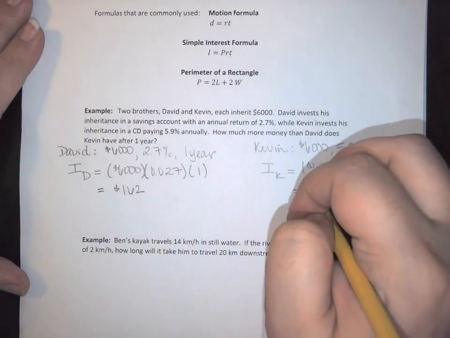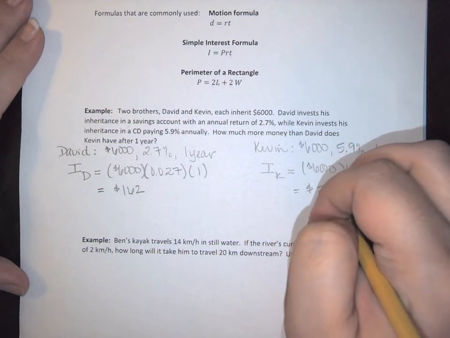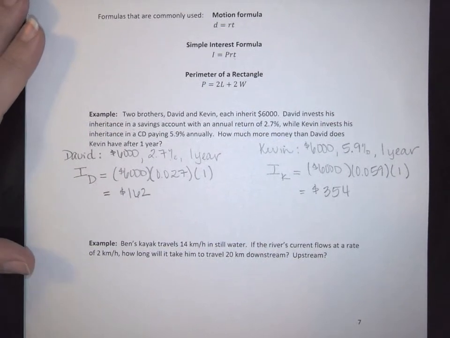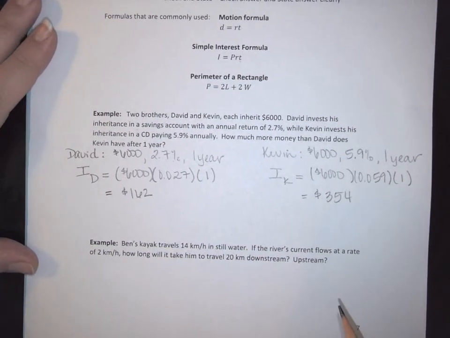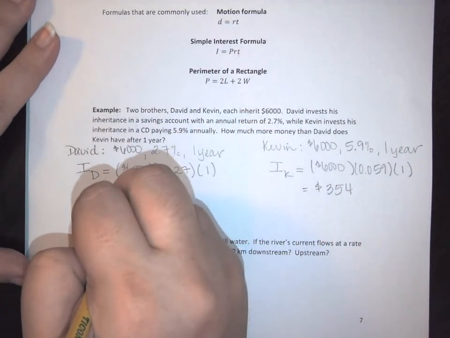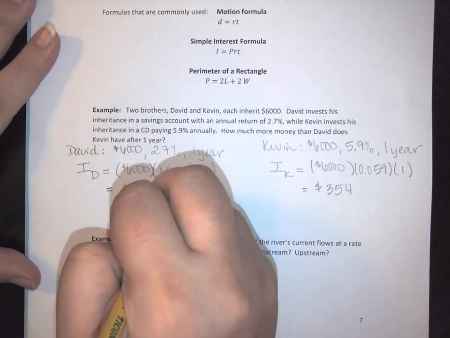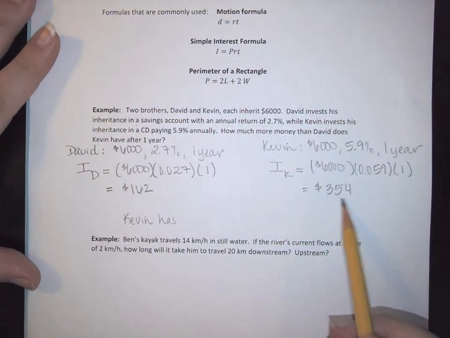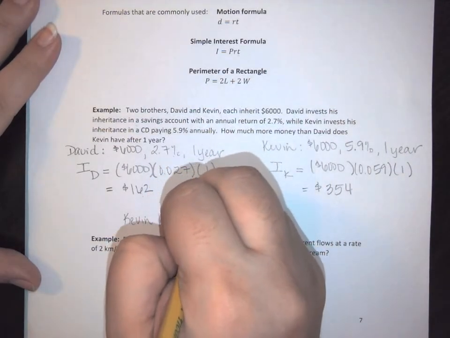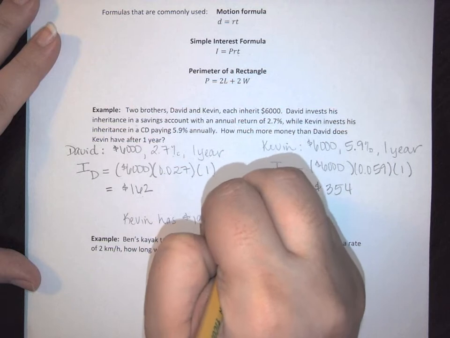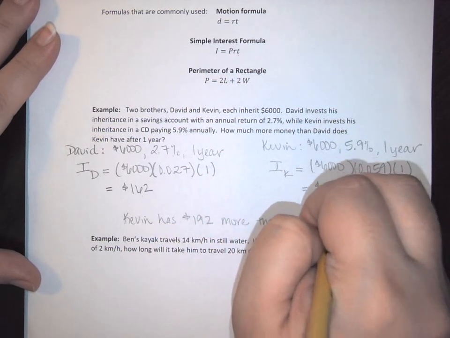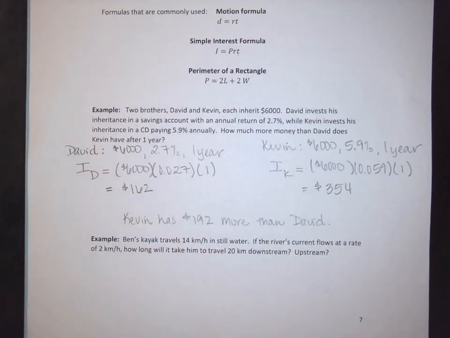So Kevin is going to earn $354. The question wants to know how much more money than David does Kevin have. It's a very weirdly worded question, but essentially Kevin has more money. So here you're going to take 354 and subtract 162. So we know that Kevin has $192 more than David. And that's all you have to do for that problem.